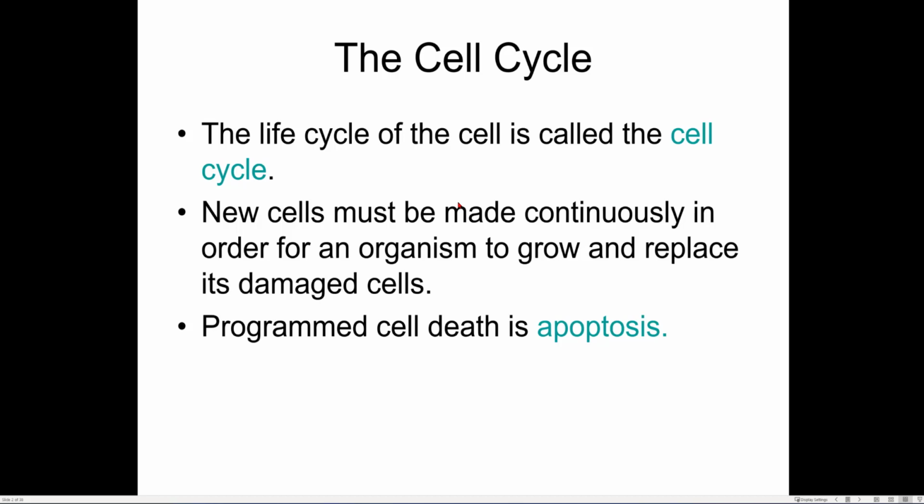So what is the cell cycle? The cell cycle is the time that a cell lives, right? Survives in your body. And cells live for only a finite amount of time. The cell will continue to grow, make new cells, and the organism will replace old and damaged cells. The way by which cells are replaced normally is through a programmed cell death process called apoptosis. So apoptosis is programmed cellular death.